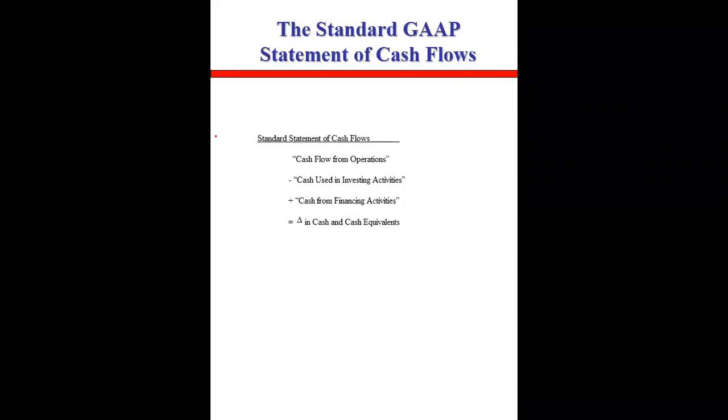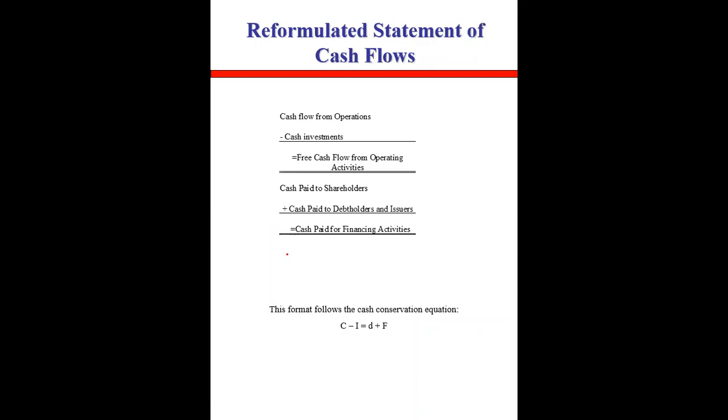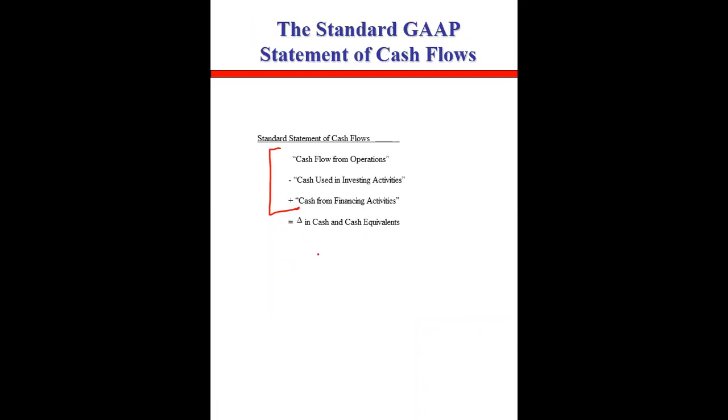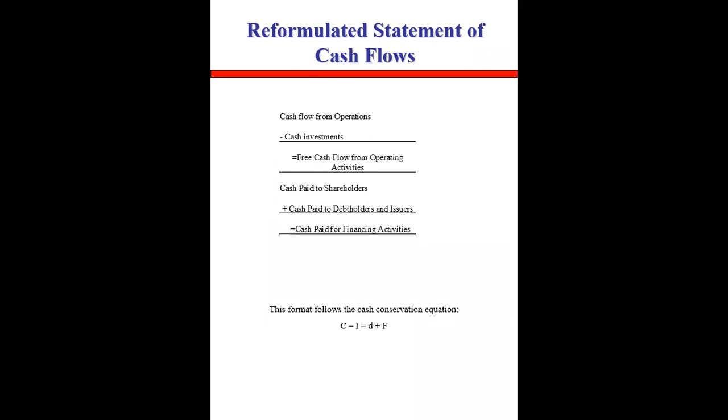So in the standard statement of cash flows, what we do, we follow either direct approach or we follow the indirect approach. So we generally classify the cash items into three categories: operating, investment, and financing. And we come up with the changes in cash and cash equivalent. This is a typical statement of cash flows you do, and you are already familiar with it.